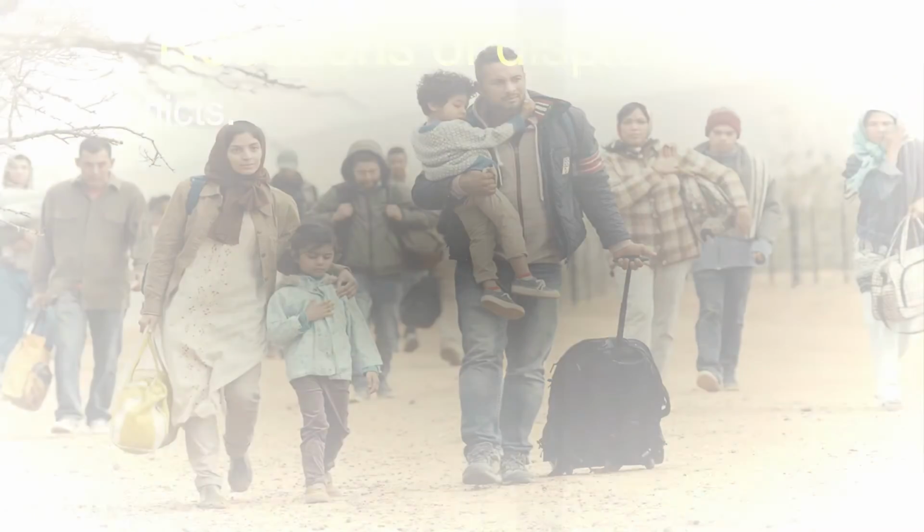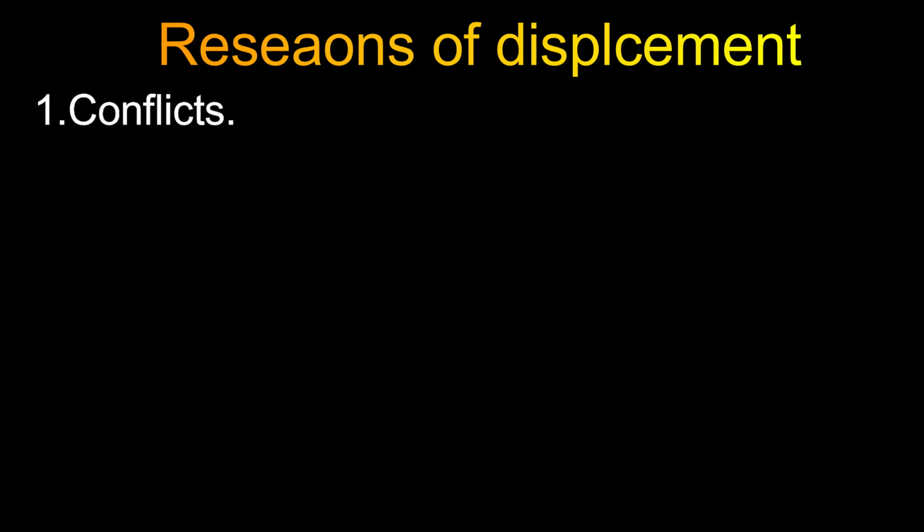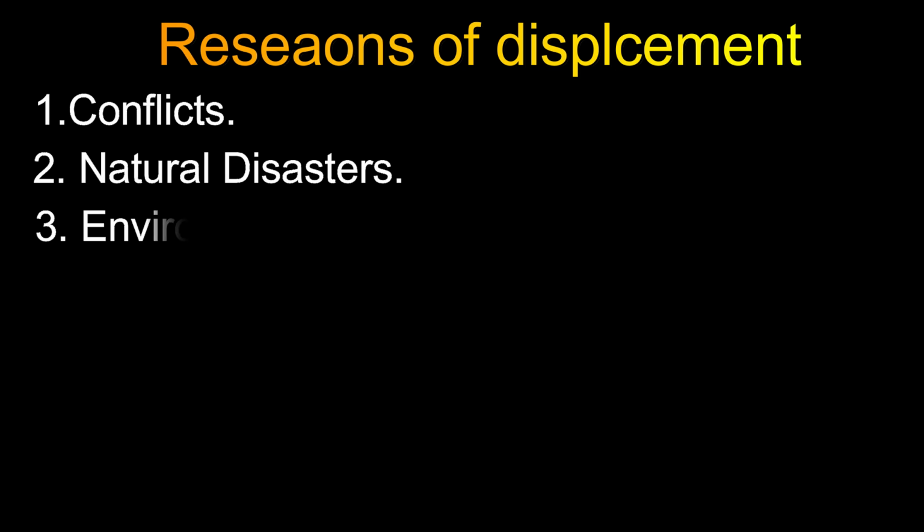Number one, conflict such as wars between countries, civil wars, ethnic conflicts and religious persecution. Second is natural disasters such as cyclone, hurricane, tsunami, floods, earthquakes, volcanoes and droughts. Number third, environmental disasters such as industrial mishaps, nuclear accidents, pollution of water bodies, toxic contamination of sites and oil spills.